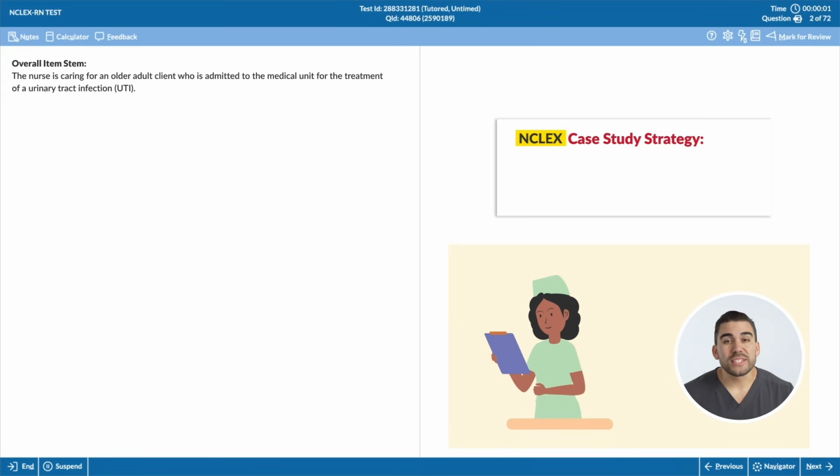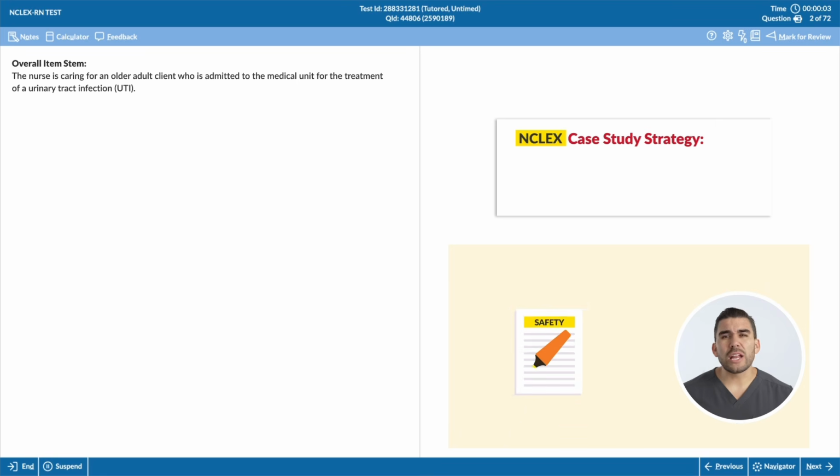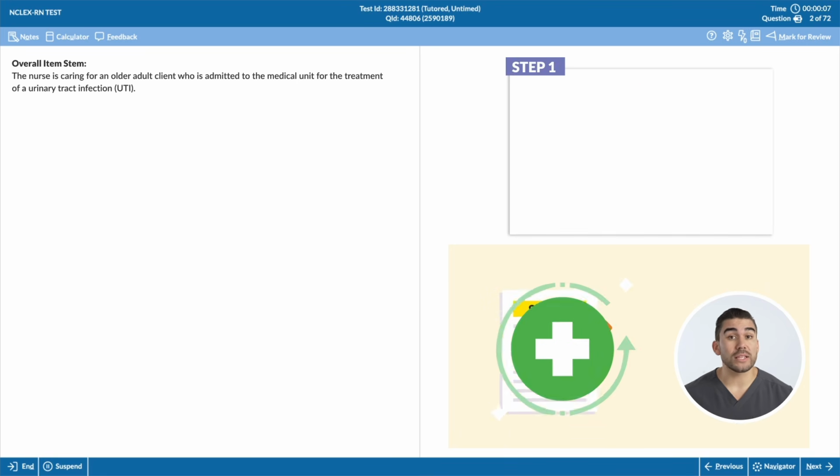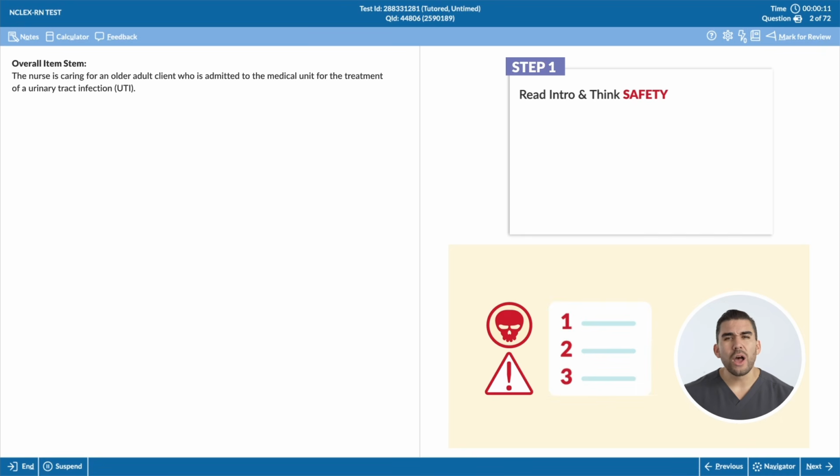All right, you future nurse, let's walk through this case study together. And remember, mentally highlight the key terms that risk safety. So, starting at the top. Step number 1 is read the intro and think safety. Always think of 3 things that can kill or harm this older adult client with a UTI. So before looking at the notes, think of 3 things that will kill or harm.